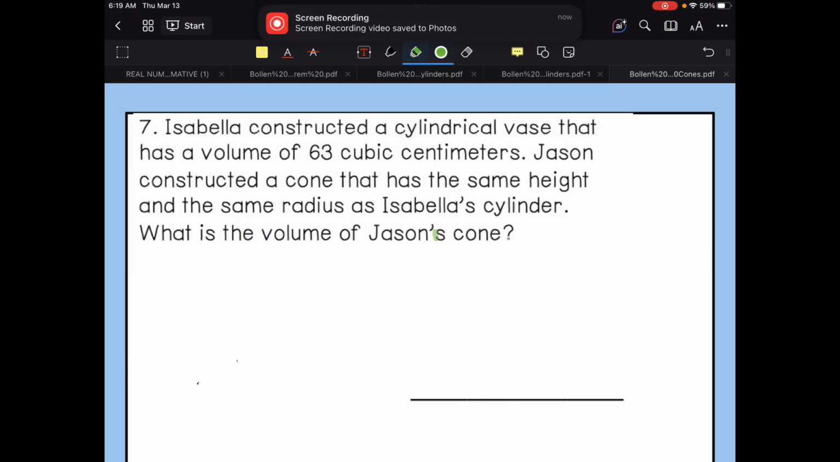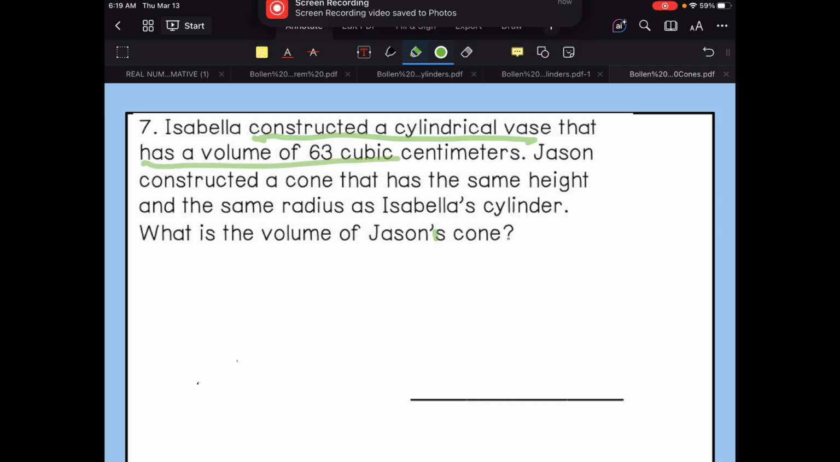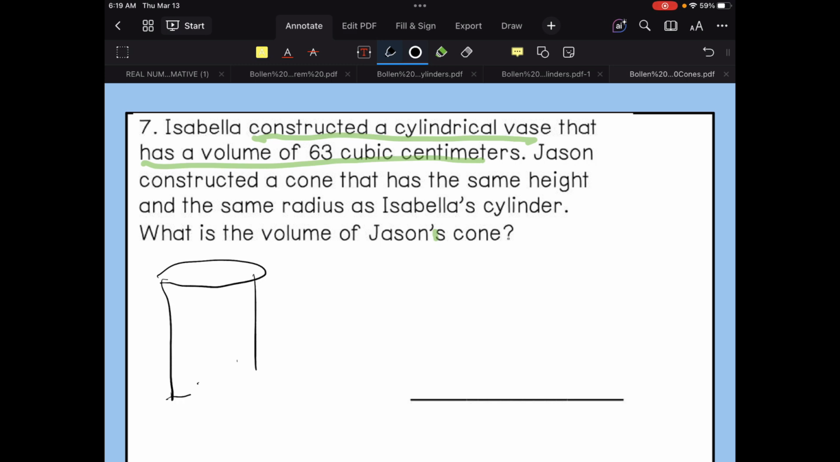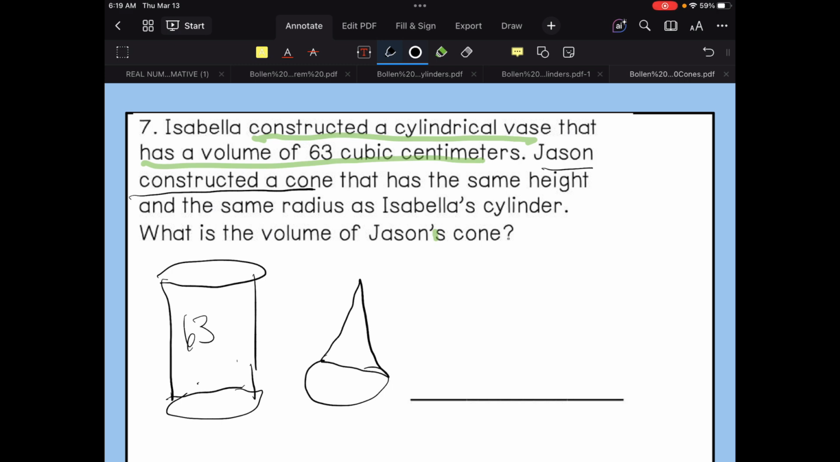So we have here that Isabella has constructed a cylinder vase that has a volume of 63. So Isabella has a cylinder here that is 63. The volume equals 63. Jason constructed a cone that is the same height and has the same radius. And you gotta just bear with my drawing of a cone. What is the volume of Jason's cone?